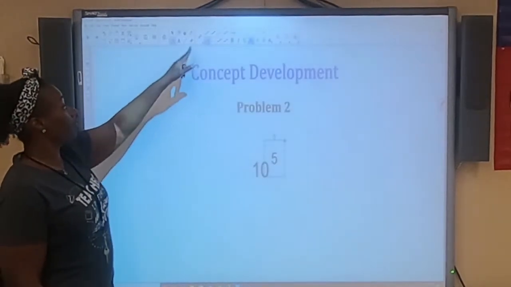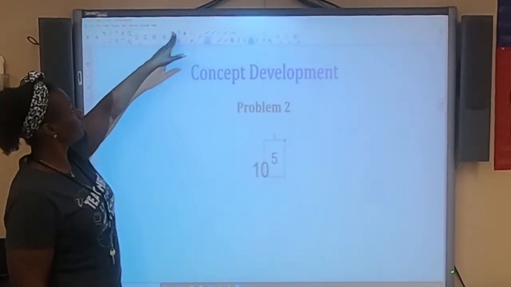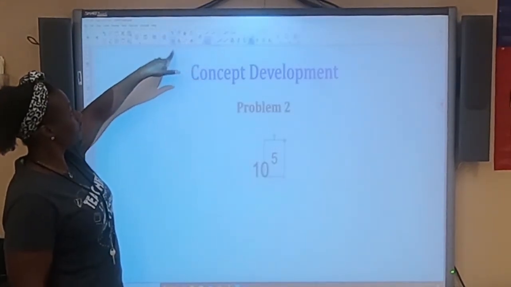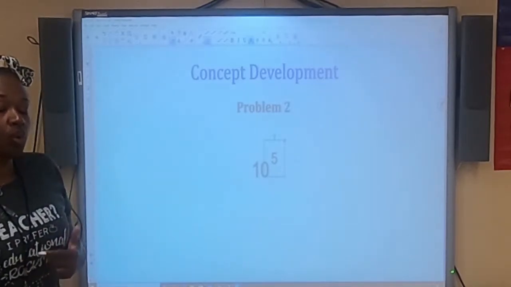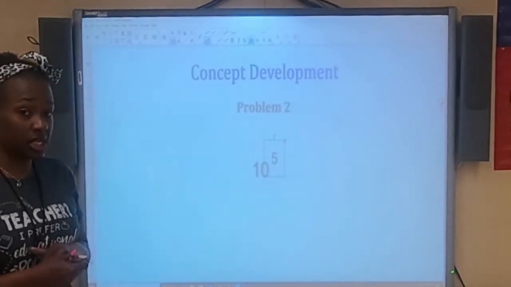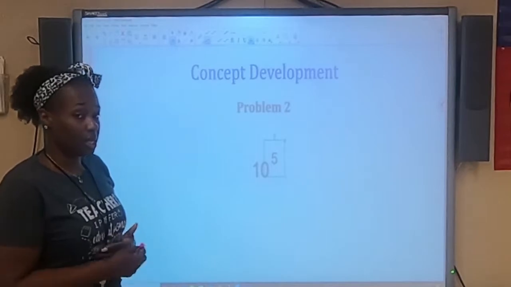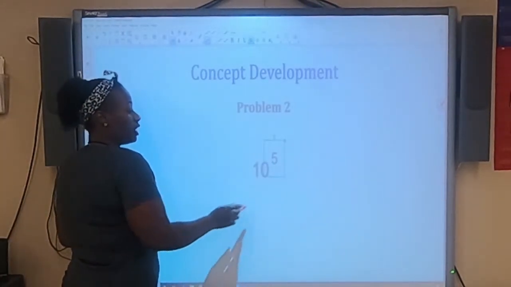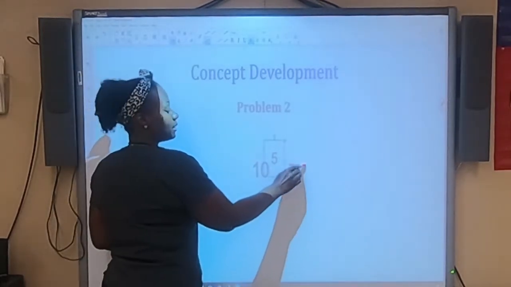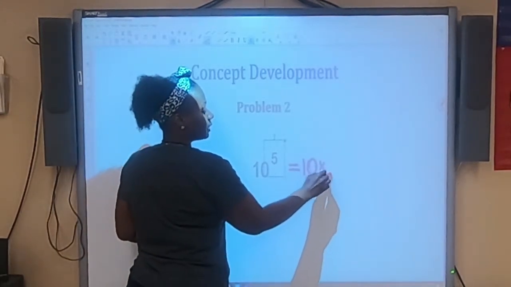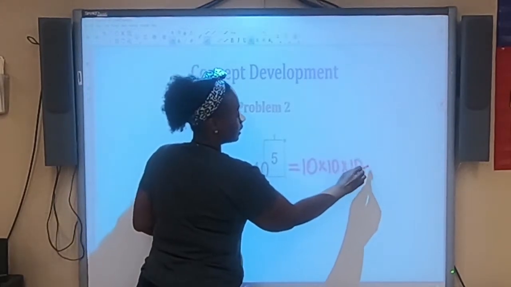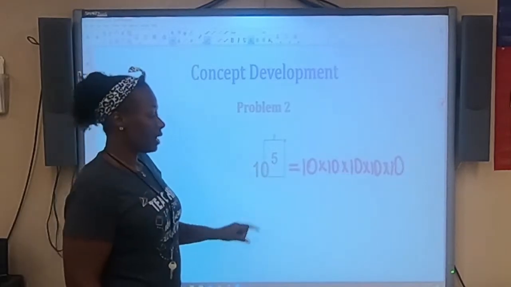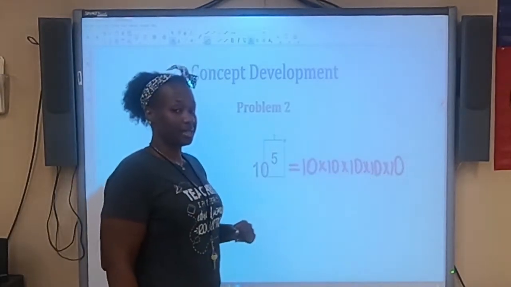Now this time, I'm giving you the exponential form. 10 to the power of 5. Well, if I asked you to give me the multiplication sentence, you should know how many tens I would need. Right, I need 5 tens because 5 is my exponent. So 10 to the power of 5 would be 10 times 10 times 10 times 10 times 10. Remember, my exponent has to match my number of tens.